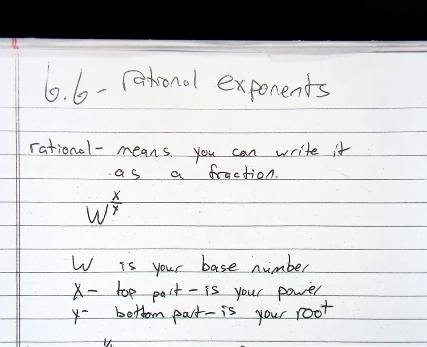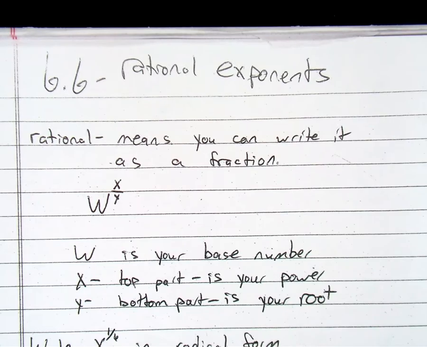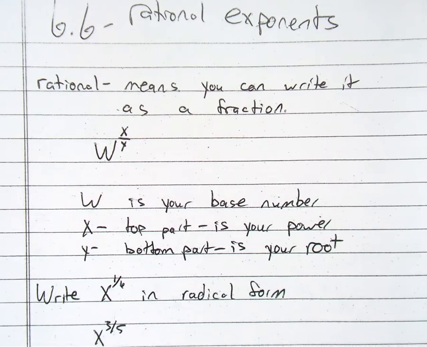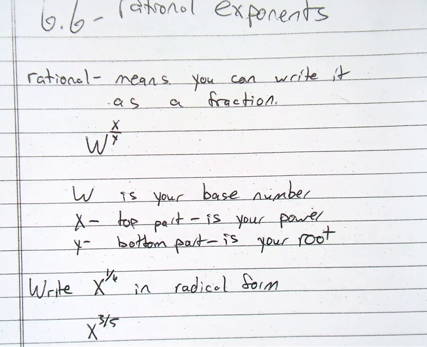Algebra 2, here we go, 6.6, rational exponents. Remember from our number classifications that rational means that you can write it as a fraction. So if I have w to the x over y power, w is your base number. Think of it as like your 2 or your 3 or whatever that's getting raised to an exponent. The top part is your power, and the bottom part is your root.